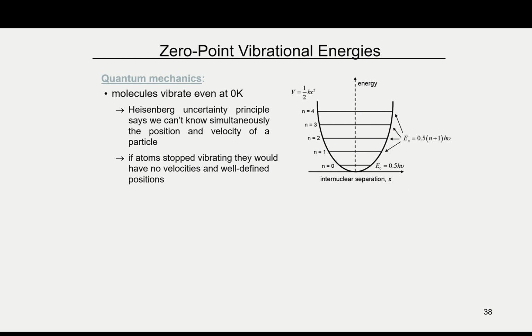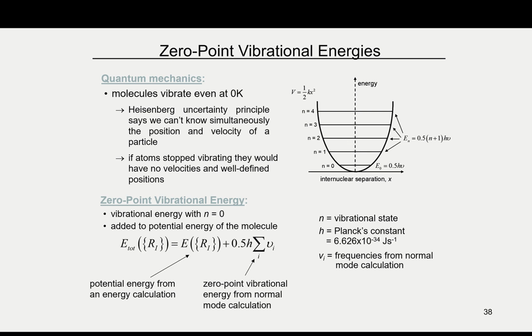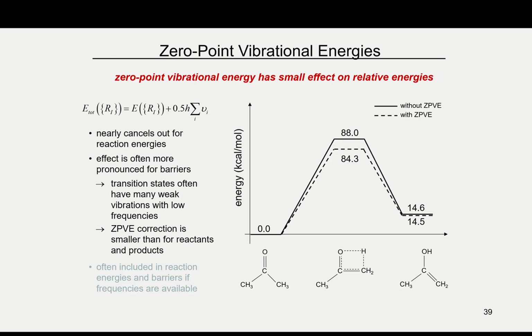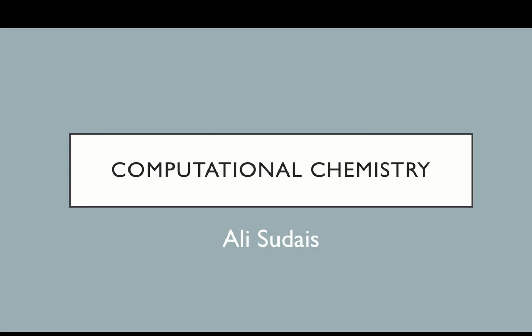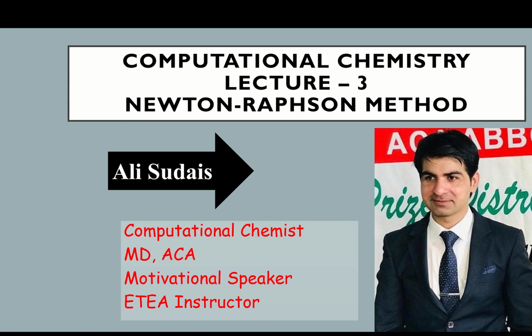Zero-point vibrational energy can also be taken at 0 K. It follows the Heisenberg uncertainty principle. It follows E total at R is equal to E(R1) plus 0.5 h summation of i on frequency i, which gives you the zero-point vibrational energy from normal mode calculations. For zero-point vibrational energies, the difference is less in reactants and products, while it is very much in the barriers. That was all about today's lecture number 3.